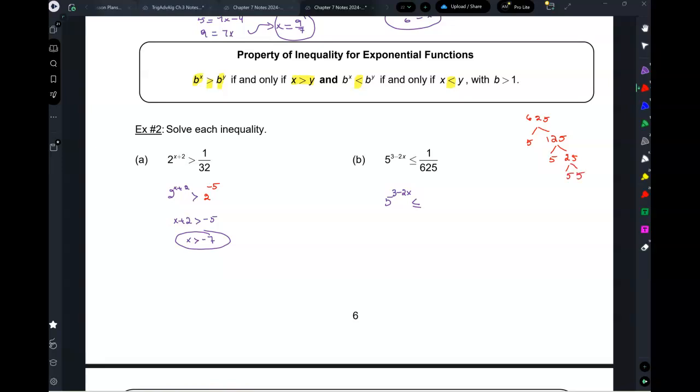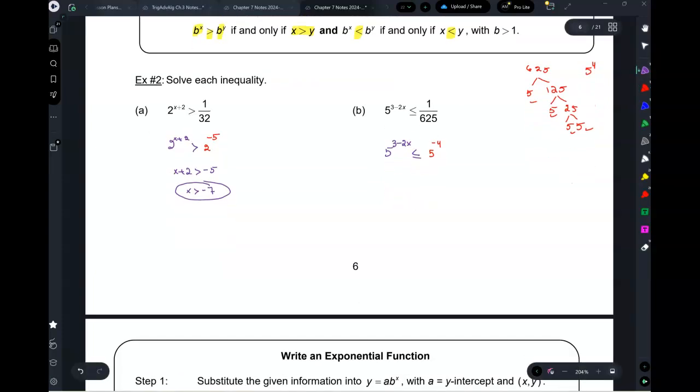5 and 5. So you can see 1, 2, 3, 4, right? So 625 is 5 to the power of 4. 1 over 625 is 5 to the power of negative 4. Okay, so now set the exponents equal to each other.